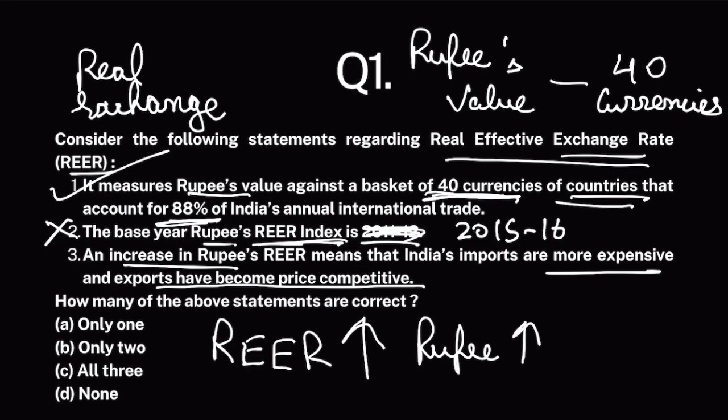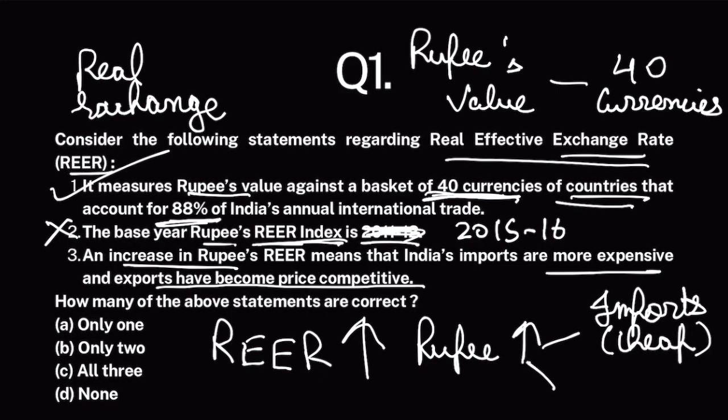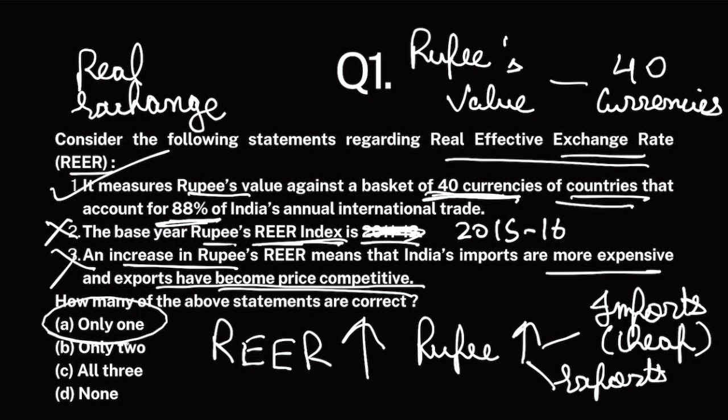Now, if India's REER increases, then that means rupee is appreciating or strengthening. And when rupee is strengthening, then our imports become cheap, not expensive. Imports become cheap and exports become expensive, so less price competitive. So this statement is also false. Only one is correct. The answer is A.